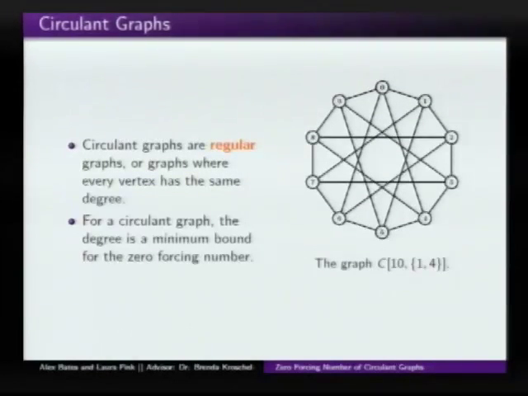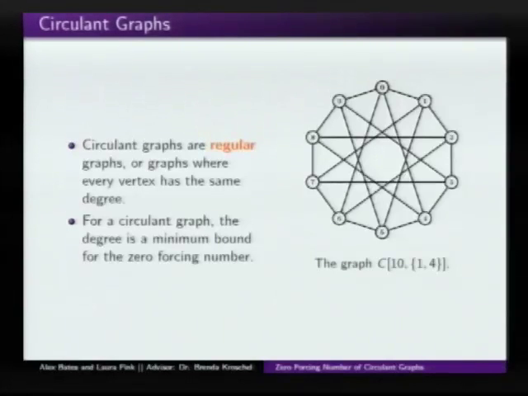Circulant graphs are called regular graphs, and that means that every vertex within the graph has the same degree. So we talked about degree earlier. It's the number of edges that a given vertex shares with other vertices. And with circulants, every vertex has the same degree. So if you were to go through and count, you'd see that every vertex on this graph has 4 edges that are connected to it.